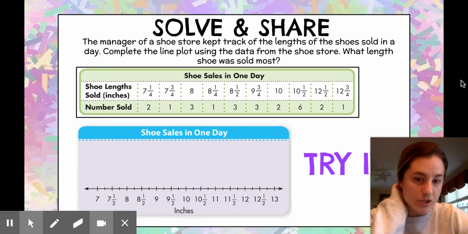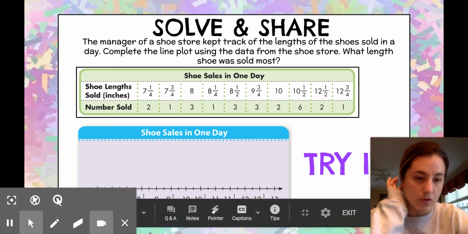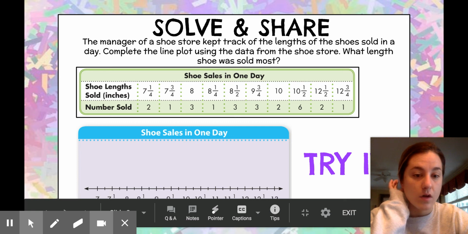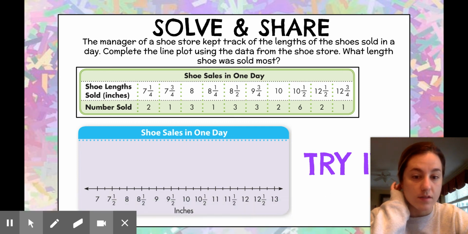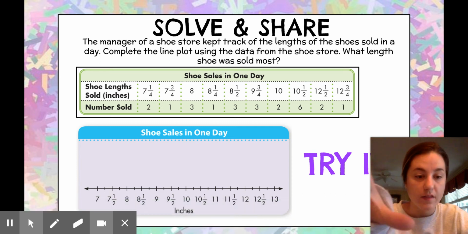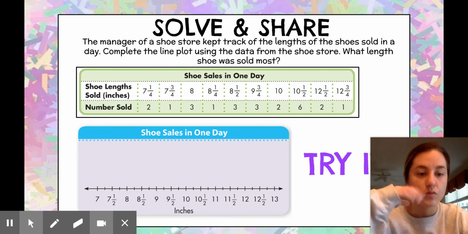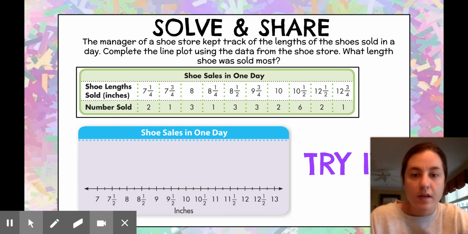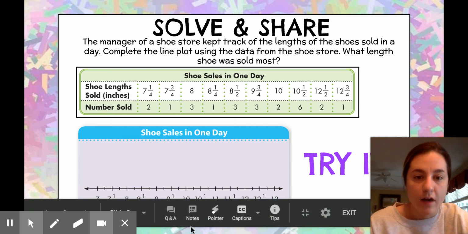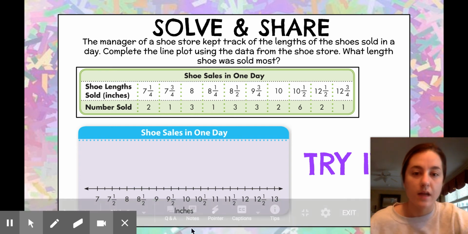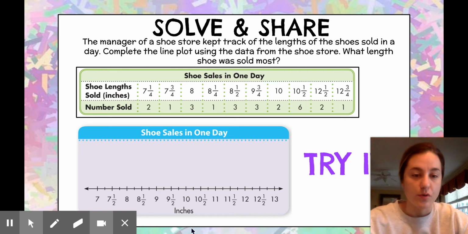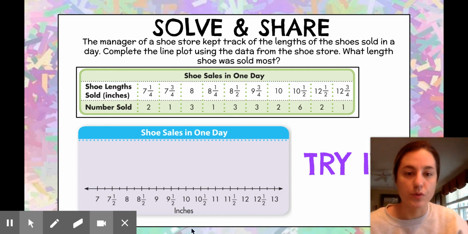Okay, so this solve and share is a little more difficult to try on your own because there's so much data that you would need this number line in front of you. So I just want you to read it, think about it, and then watch me solve it. The manager of a shoe store kept track of the lengths of the shoes sold in a day. Complete the line plot using the data from the shoe store. What length shoe was sold most?